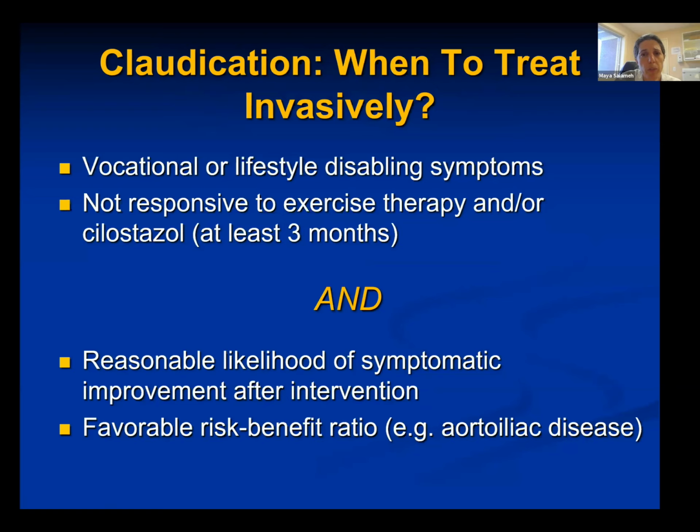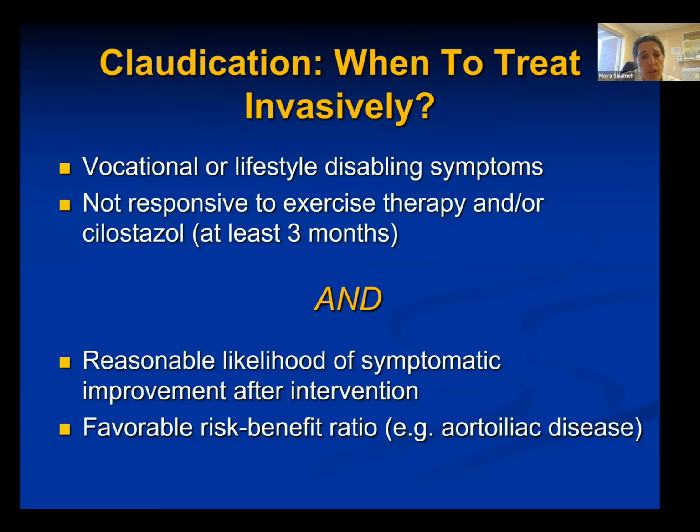So when do we send these patients for invasive treatment? When we're talking about claudication, not necessarily limb preservation, which is a separate issue, if you have someone who just has claudication, what you want to look for is that they have lifestyle disabling symptoms that have not responded to more conservative measures like exercise therapy and cilostazol. And you want to give these measures at least 3 months before making a decision about intervention.